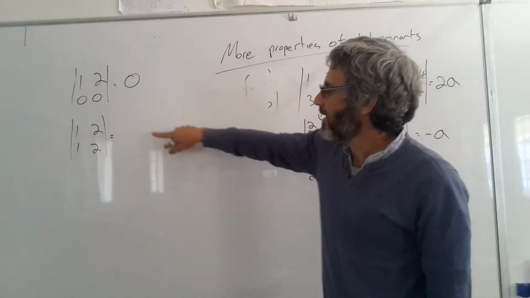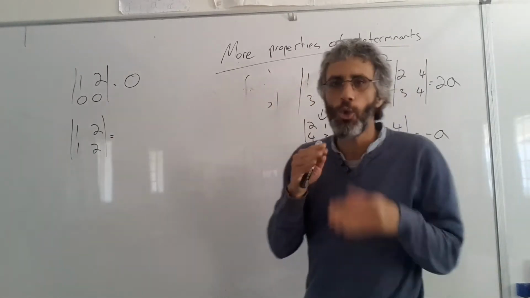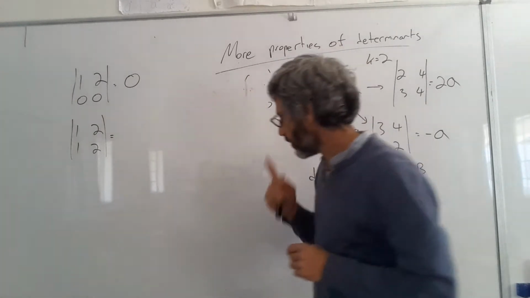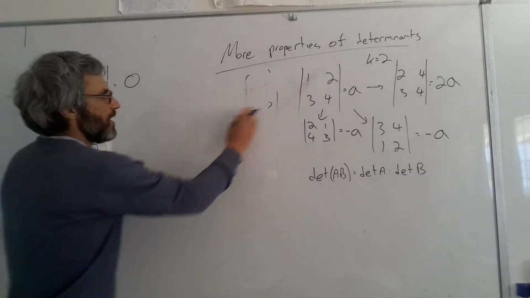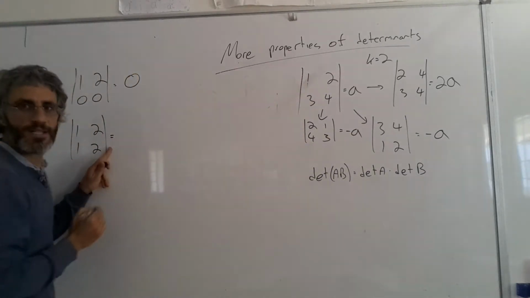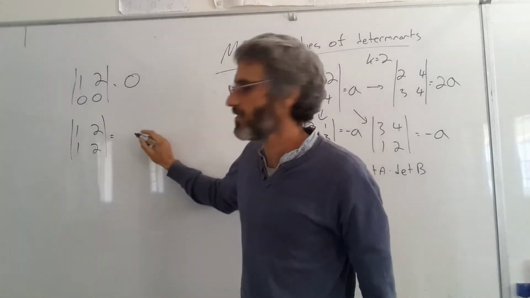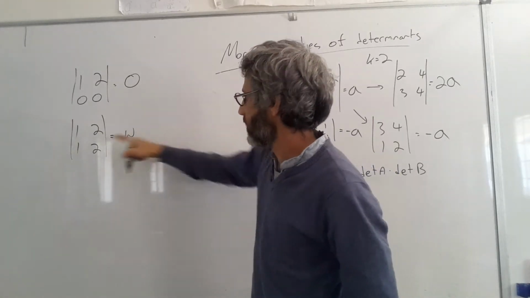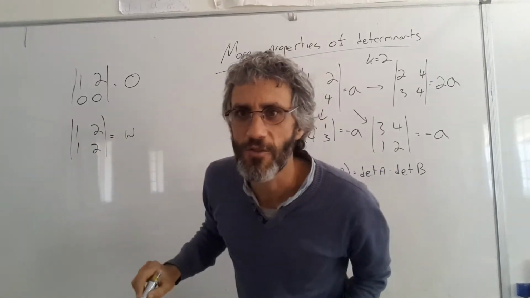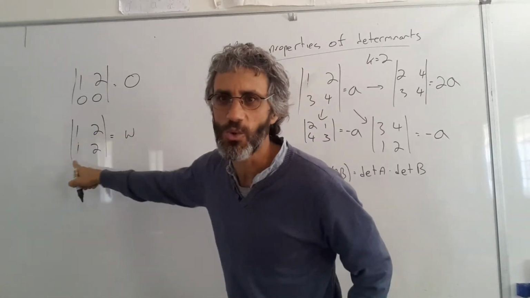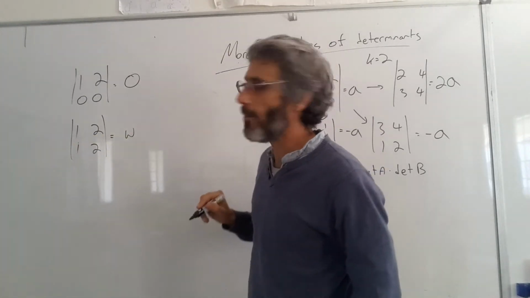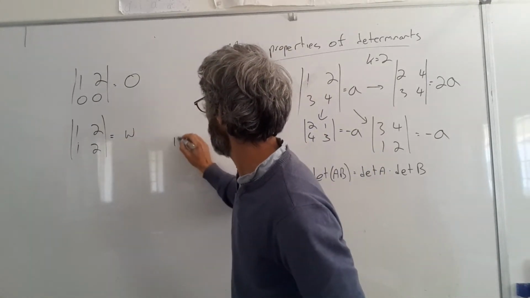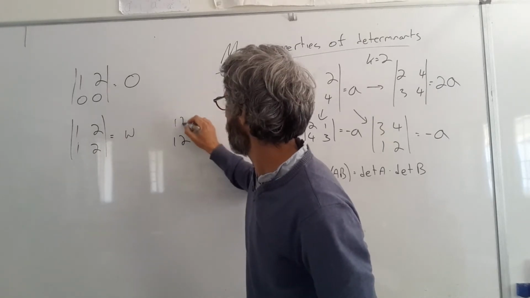The second thing is what happens if I have two identical rows. And as we will see now, that is also going to be 0. And why is that? Let's say the determinant here is, I don't know, W. Now what I want to do is take this matrix, I don't know if you can see it. Yeah, I think you can see it. 1, 2, 1, 2. Two identical rows. What I'm going to do now, I'm going to swap the rows around. So I'm going to take that 1, 2, and I'll write that down. And I'll take that 1, 2, and write that down.